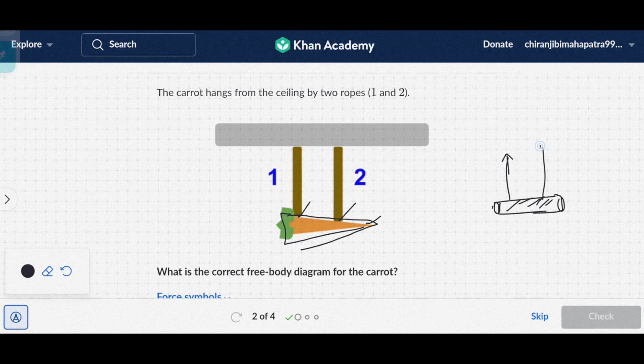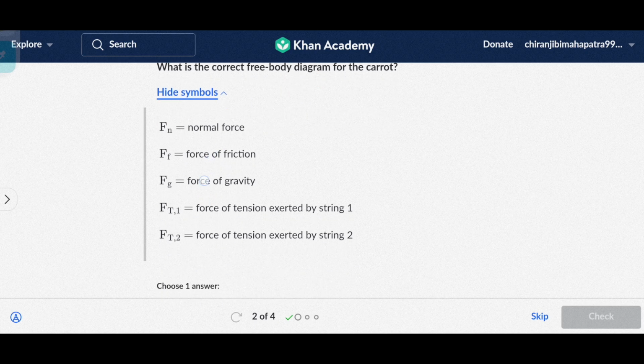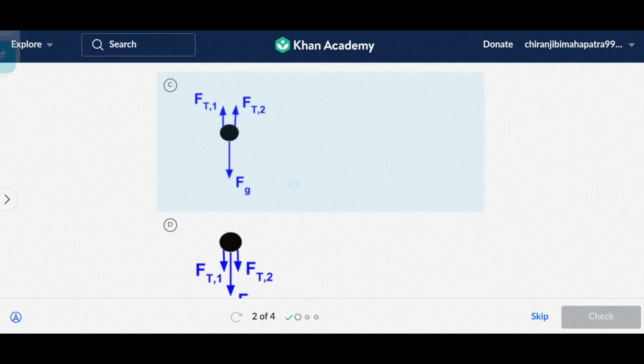So let's say this is FT1, and this is tension FT2, whatever the symbols are. And another is downward, the gravity, the contactless long range force, which is FG on the carrot. So this is it, three forces only. Let's see. FT1, yeah. This is it.